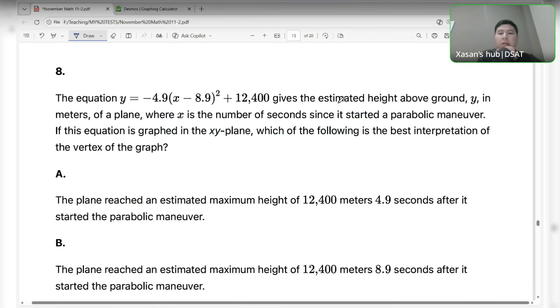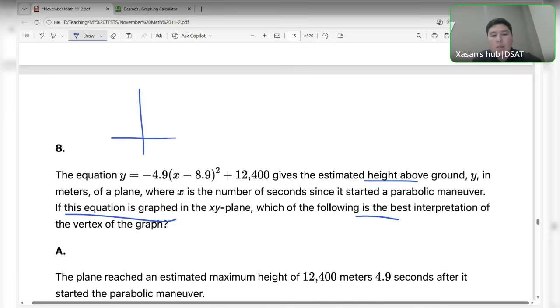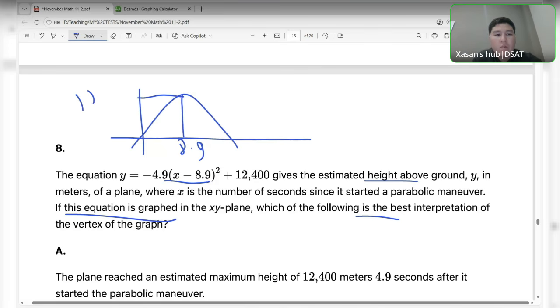Question 8. The equation gives the estimated height above the ground y in meters of a plane where x is the number of seconds since it started a parabolic maneuver. If this equation is graphed in the xy plane, which of the following is the best interpretation of the vertex? Okay, look guys, it is now giving us the height, the estimated height, and we know that x now represents the seconds. And then the vertex coordinates, guys, here are something like 8.9 and 12,400.